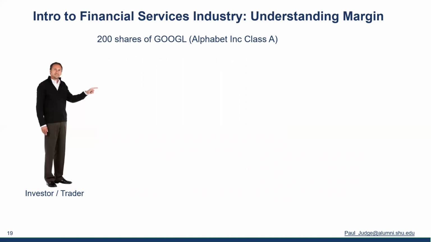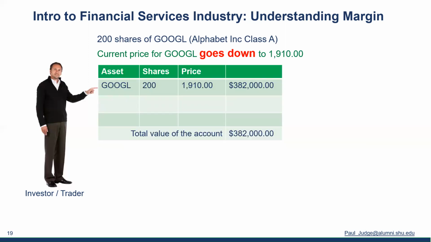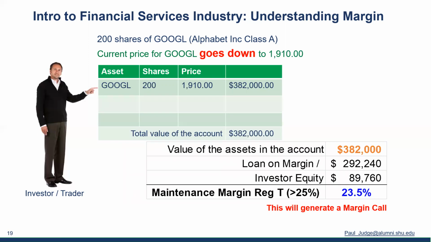Now, let's say another month goes by and something happens. A problem with supply chains, people's Apple phones are exploding in their ear, and Apple TV is going down the tubes. And let's say Apple goes down, and it drops from that $3,000 a share to $1,910 a share. So this investor had 200 shares at $1,910 a share. That gives him a total value of the account of $382,000, which sounds great, but when you look at it, he had borrowed $292,000. So his total equity in this account is only $89,000.